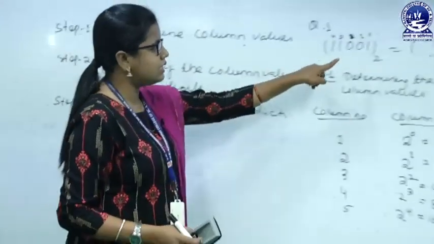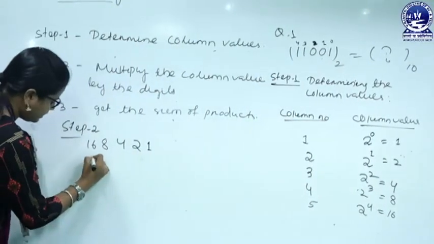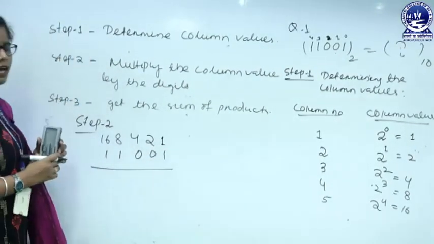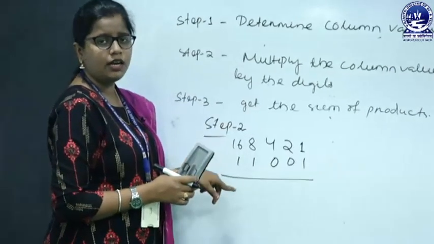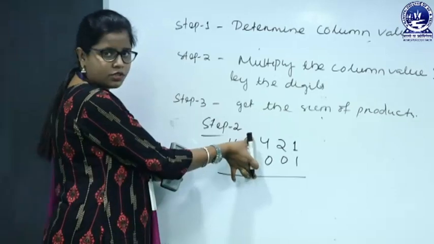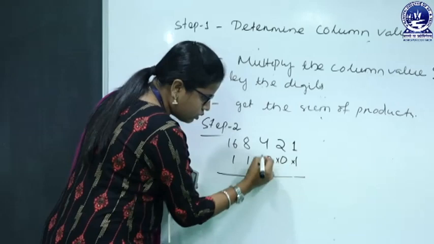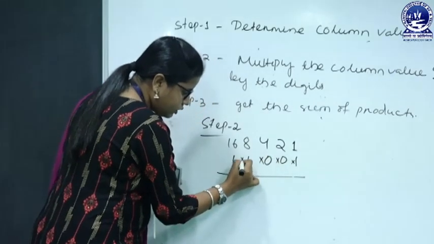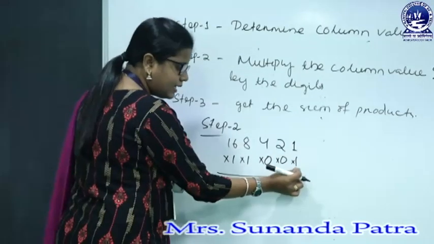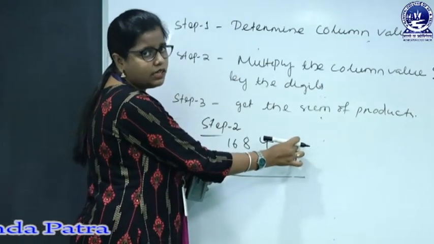Then what are the digits? The digits are 1, 1, 0, 0, 1. Let's write the digits here: 1, 1, 0, 0, 1. Next we have to multiply each individual digit with its corresponding column value. We are not going to multiply these numbers across; we are going to multiply 1 into 1, 2 into 0, 4 into 0, 8 into 1, 16 into 1.